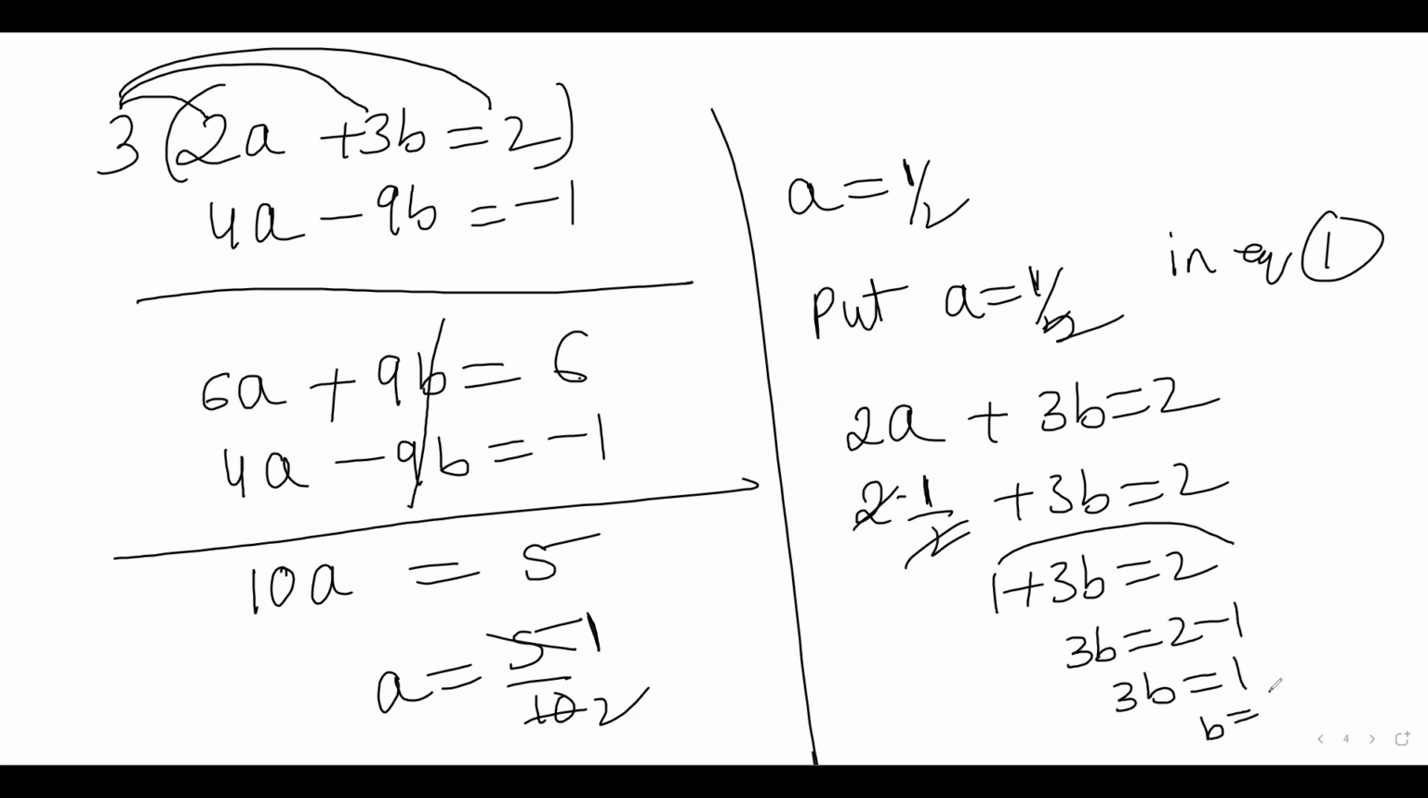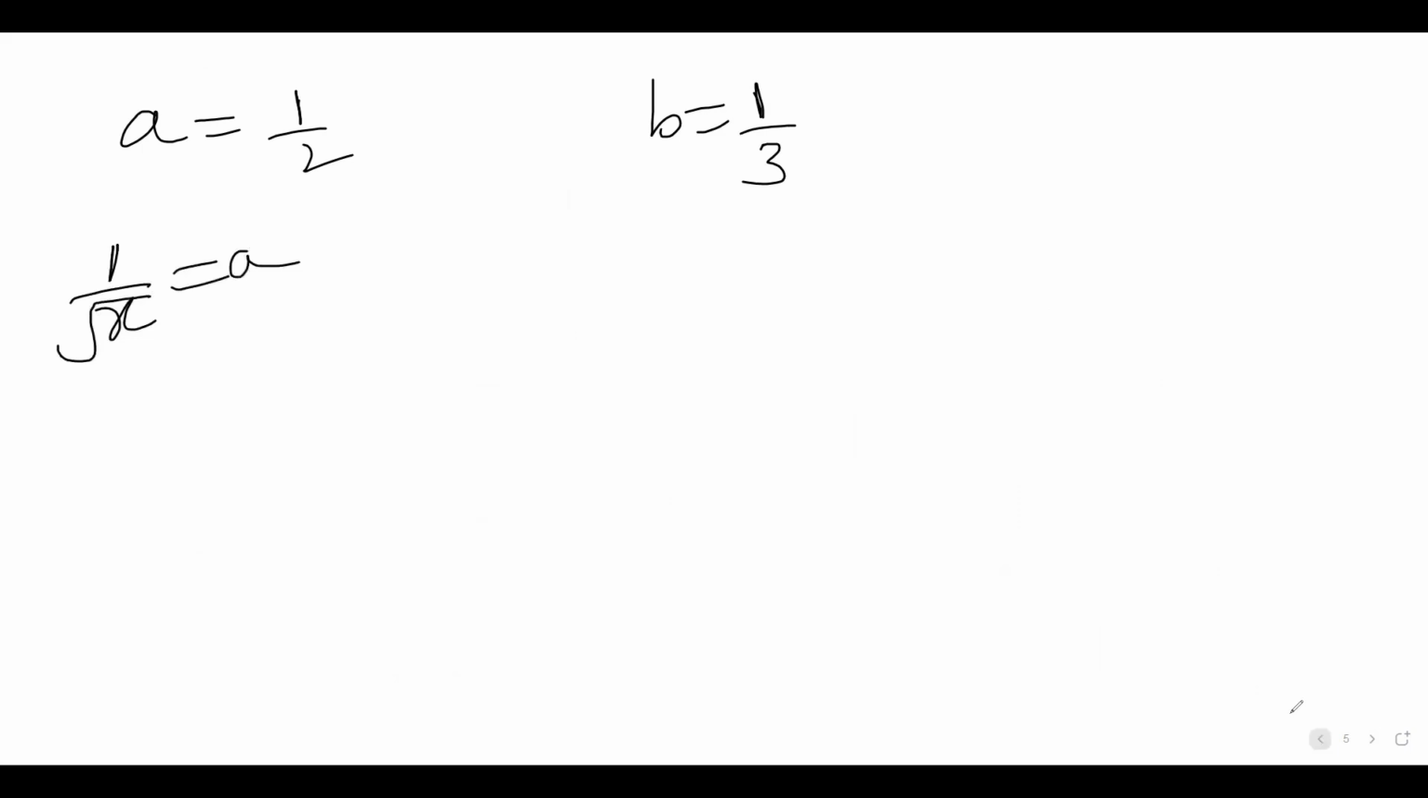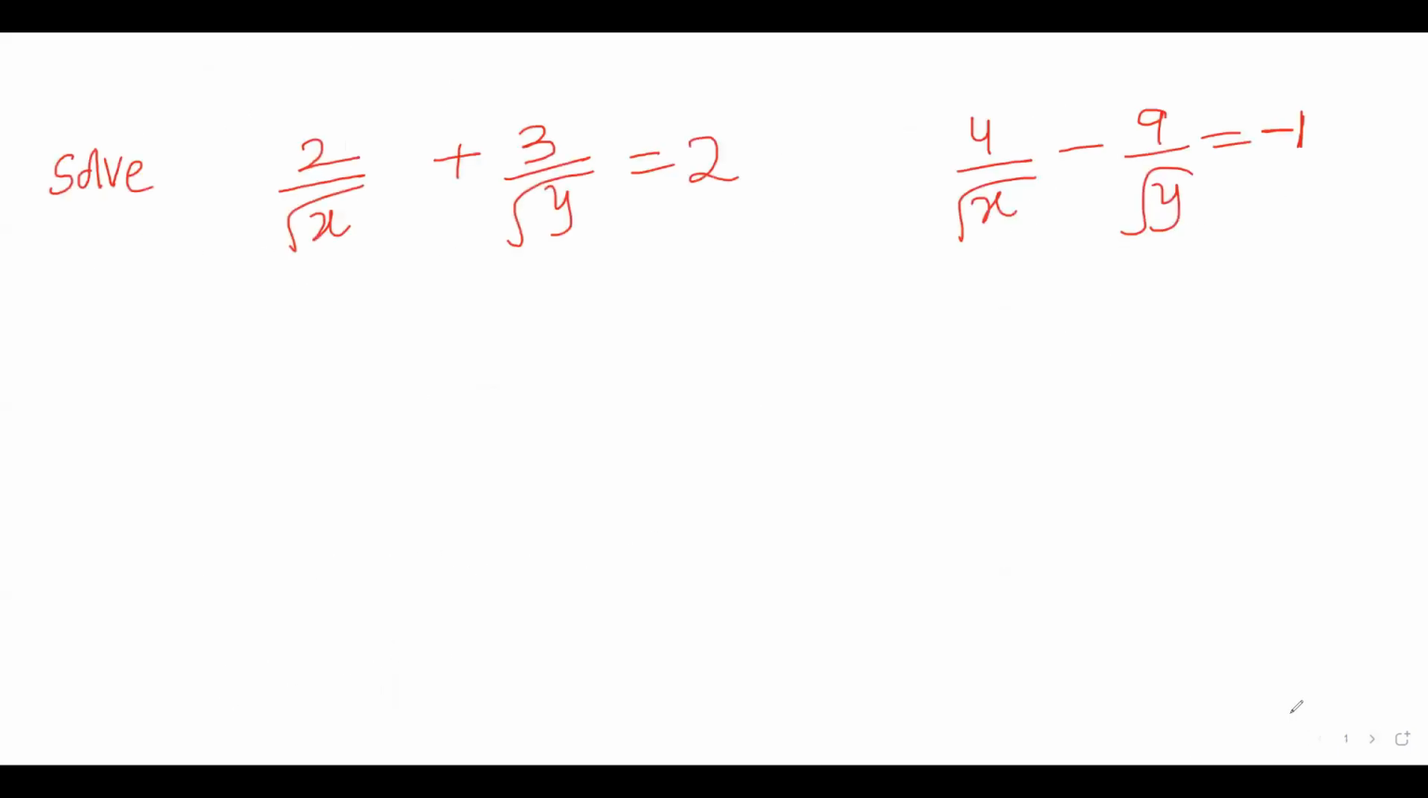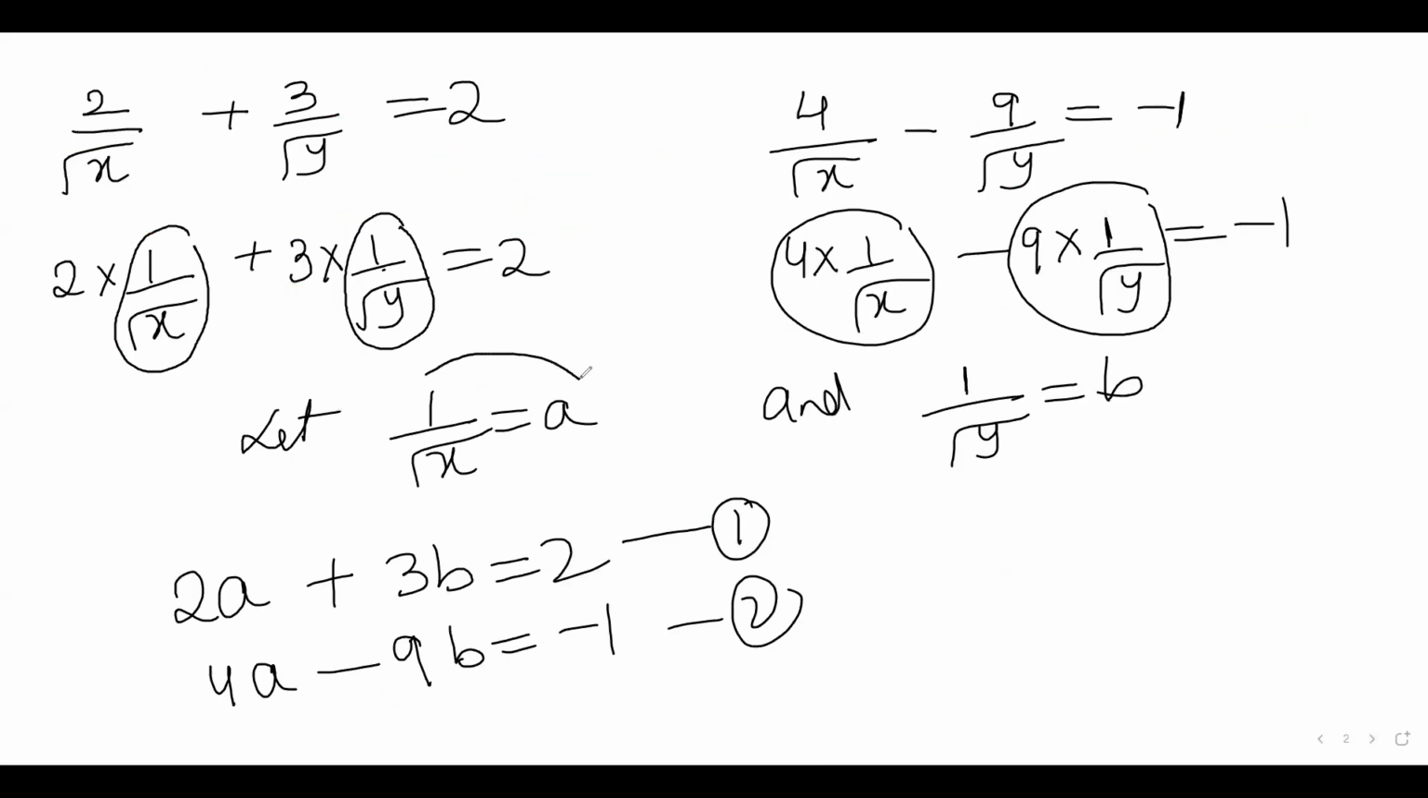B is equal to what? 1 by 3. Now I got A value as 1 by 2, B value as 1 by 3. Write down both the values over here. A value is 1 by 2, B value is 1 by 3. But initially I have taken 1 by root x as A. In this particular problem, we have taken 1 by root x as A, 1 by root y as B.